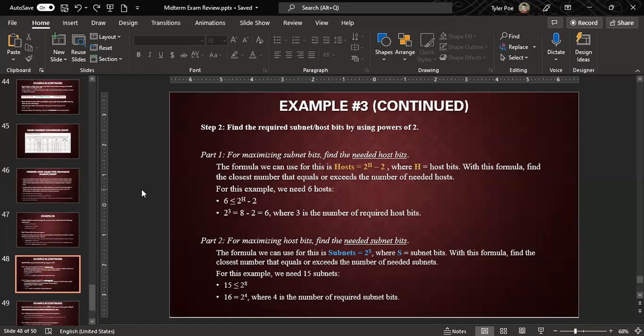That's because we're withholding 2 addresses, one for the network ID, the other for the broadcast address.